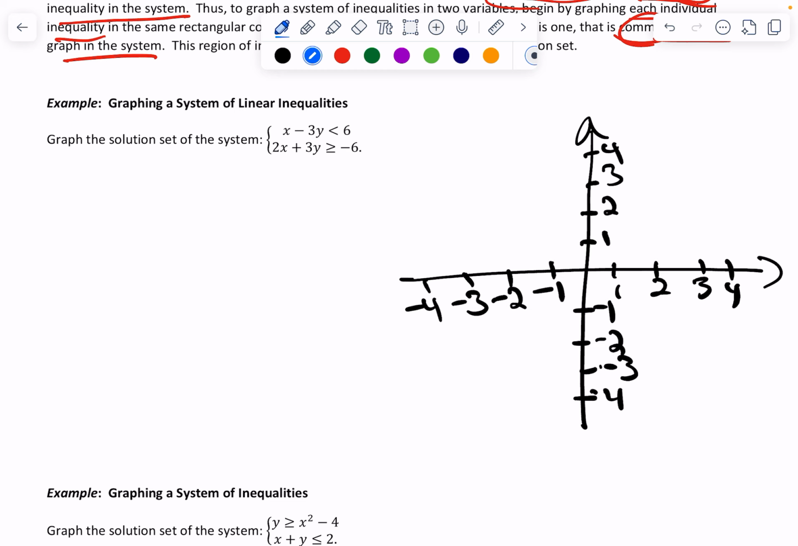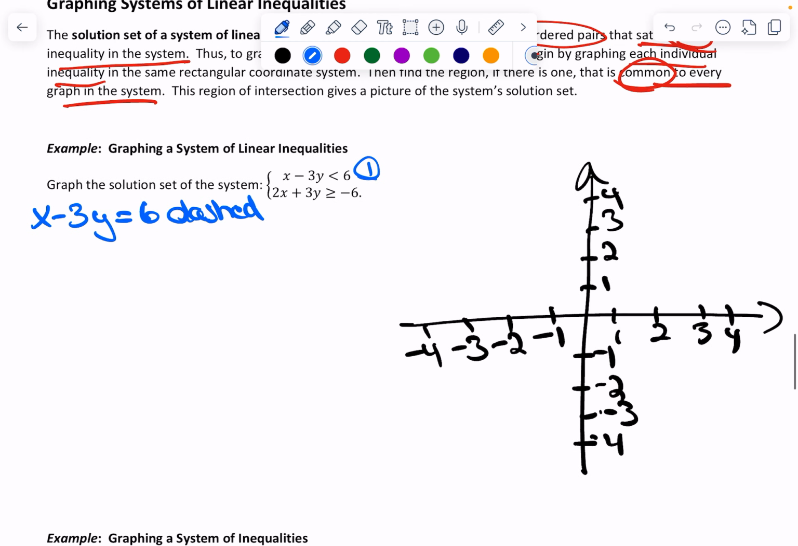We're going to start with the first one here. So x minus 3y equals 6. This is going to be a dashed line because it does not have the equal sign. Now, there's a couple of ways, and we can find the x and y intercepts again like we did before. Or what we can do is use the slope intercept form to graph it.